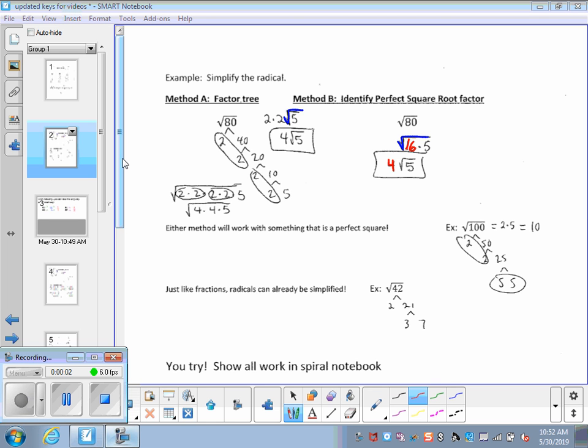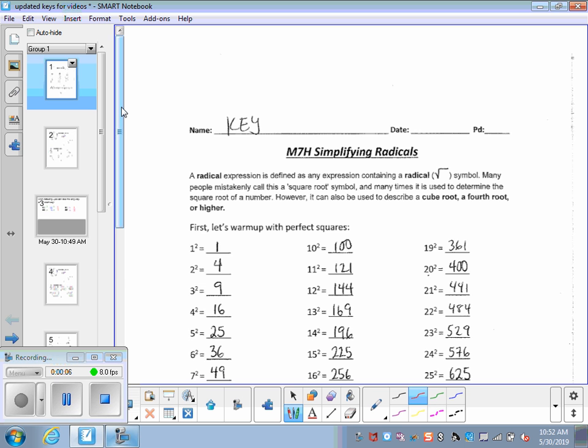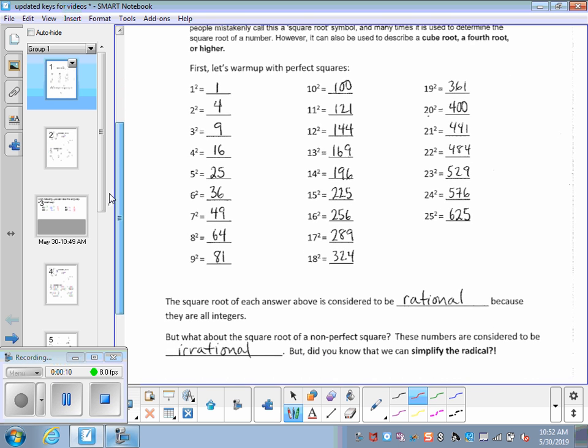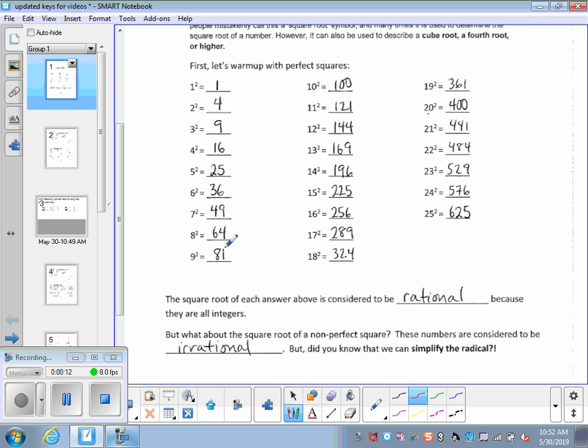Alright, so this is going to be a video walking you through page 2, and I want to remind you guys that you should have already filled out page 1 and have this list of perfect squares. And down below, when we take the square root of each of these numbers, so if I take the square root of 81, for example, that answer is considered rational because the square root of 81 is 9 and 9 is an integer. So if it's a perfect square and you take the square root of it, it's rational.